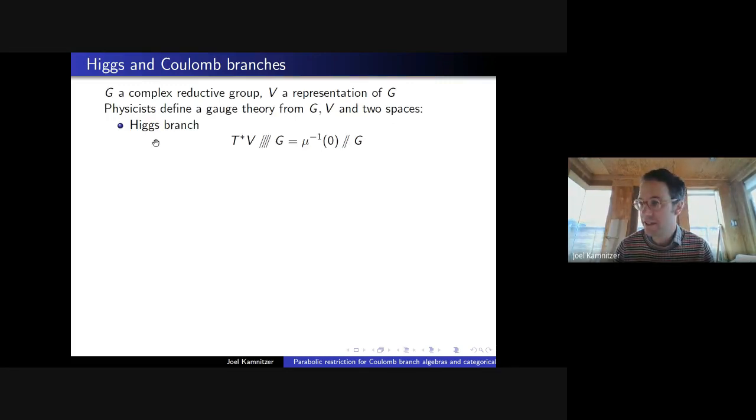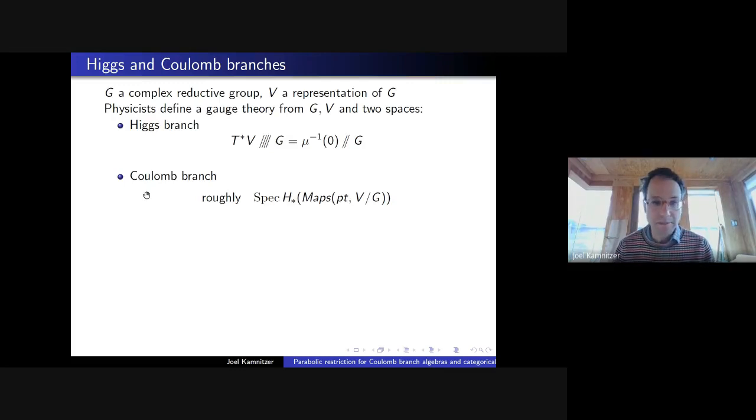And the Higgs branch has a relatively straightforward mathematical definition. We form the cotangent bundle of V and take the Hamiltonian reduction by the action of G. This cotangent bundle of V has a moment map, denoted mu, and we take the zero level of that moment map and then divide out by the action of G. We could take here a projective GIT quotient or affine GIT quotient. We have some choice, but in any case, this gives us what's called the Higgs branch.